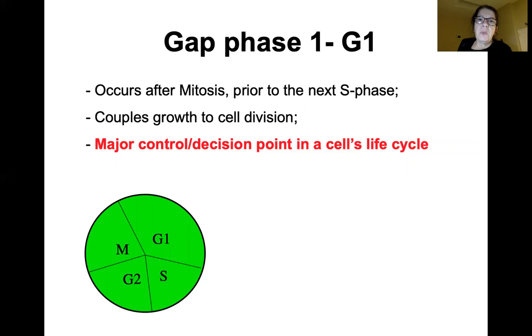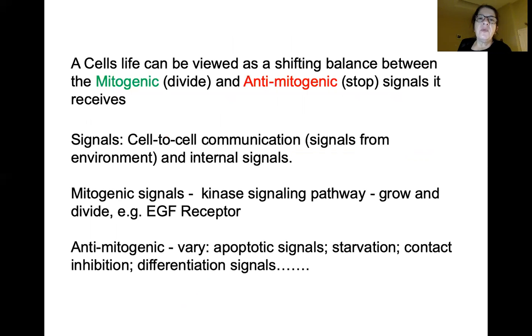Gap phase 1 or G1 is the most important phase in a cell's life cycle because it is the major control and it's the major decision point in a cell's life. So the life of a cell can be viewed as a shifting balance between mitogenic, meaning divide, and anti-mitogenic, meaning stop, do not divide, signals that it receives. And at any point, a cell can receive multiple signals from its environment. Remember cellular communication. Cells receive signals from their environment. The signals are either from the environment, but they could also be internal signals.